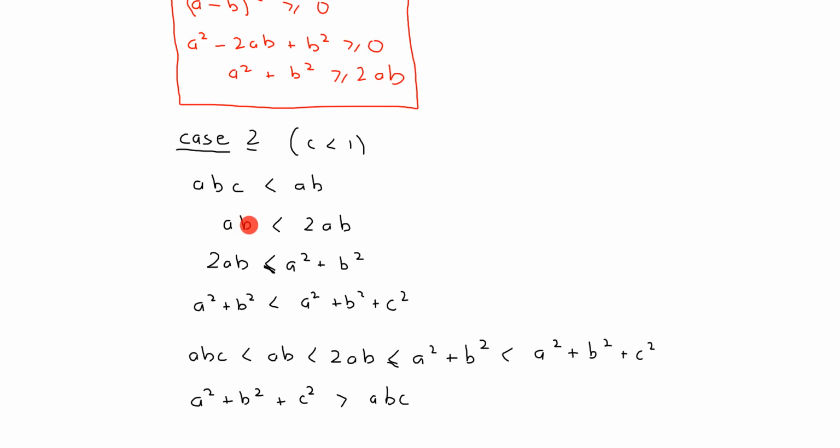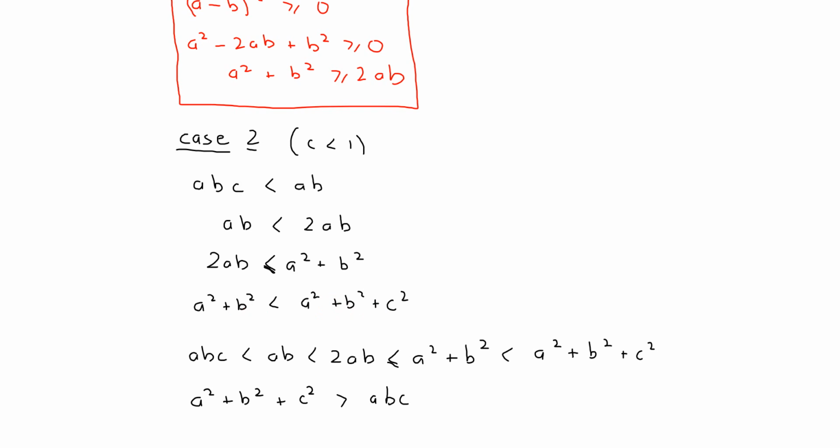But 2AB is less than or equal to A squared plus B squared, and I know that from my little identity we made up here. But I know A squared plus B squared is less than A squared plus B squared plus C squared, because I'm adding C squared onto this side and C squared's positive, so it must increase by a little bit. So I've got ABC is the smallest, AB has to be bigger, but 2AB is bigger than AB. A squared plus B squared is bigger than 2AB, and A squared plus B squared plus C squared is bigger than A squared plus B squared.